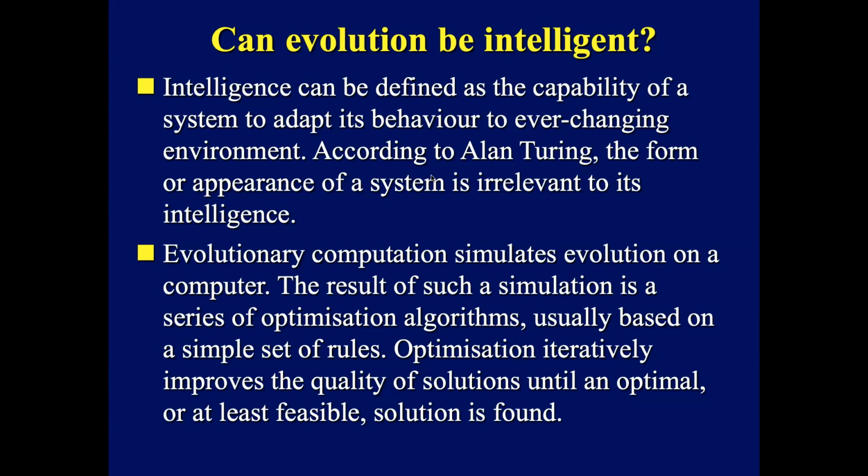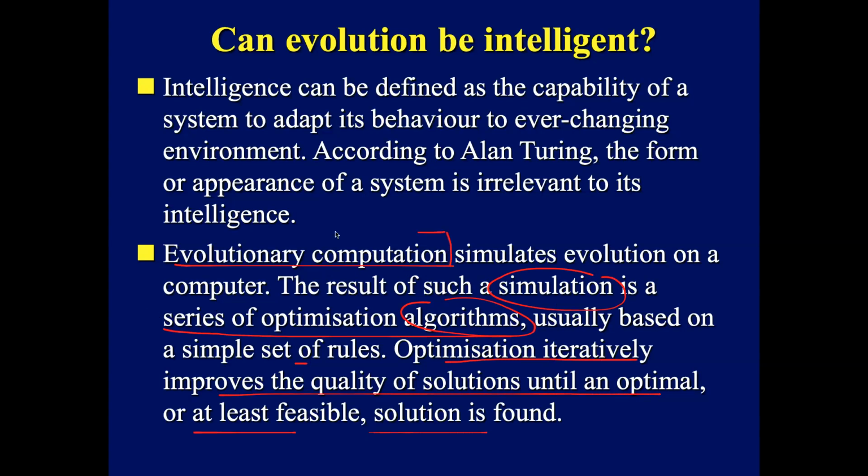But we know that we humans are intelligent. So as humans, we believe that we are products of evolution. And so if we can model the process of evolution, we might expect to create intelligent behavior. So evolutionary computation is what tries to simulate evolution on a computer. And the result of such a simulation is a series of optimization algorithms that are usually based on a simple set of rules. The simulation itself will involve using algorithms that run iteratively. This optimization will iteratively improve the quality of solutions until an optimal or at least feasible solution is found.